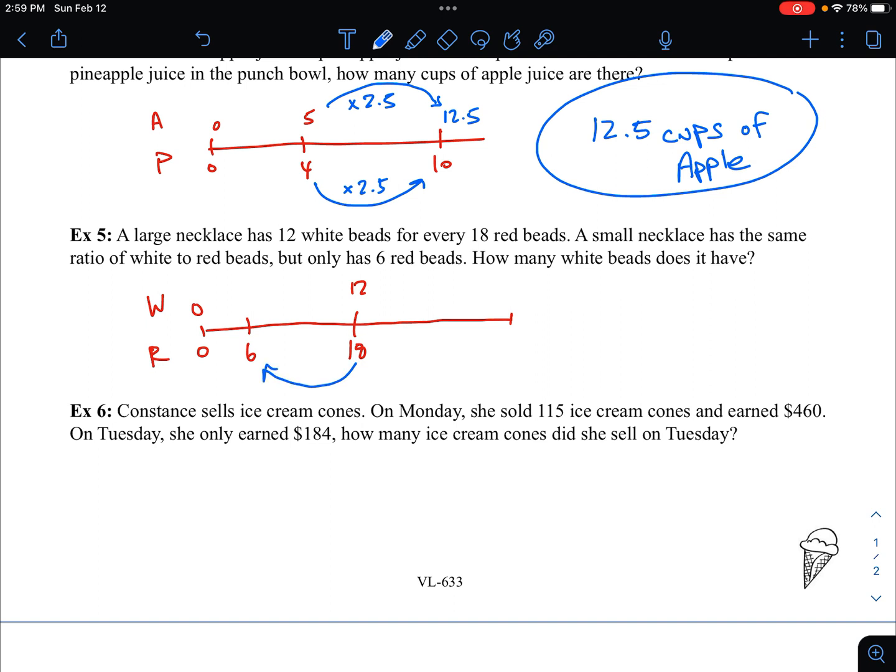Well, if you're not sure, 18 divided by what equals 6, you can do 18 divided by 6. You find 3. Oh, so 18 divided by 3 is going to get us 6, which means what I'm going to do at the top is also divide by 3. And 12 divided by 3 is 4. So we would have 4 white beads is our answer.